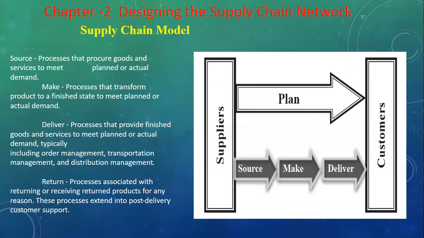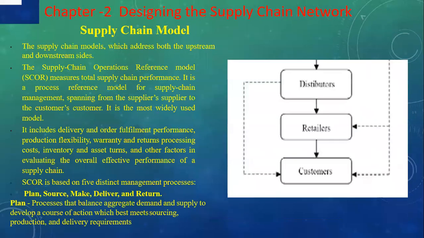So guys, we have tried to understand some parameters, or we can say some activities, which are very important in supply chain management. This is called the Supply Chain Operations Reference model. It is the most widely used, and with the help of this model, you can measure the performance of supply chain management.